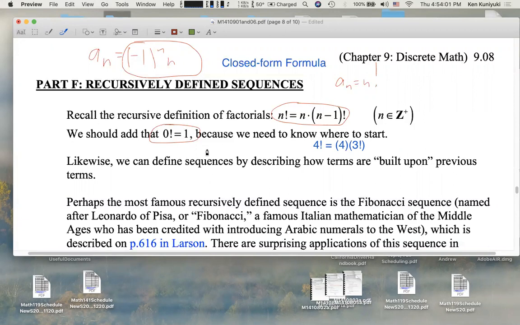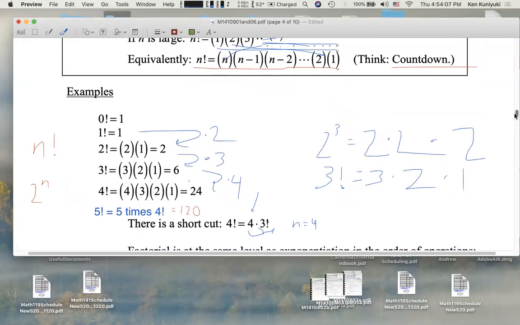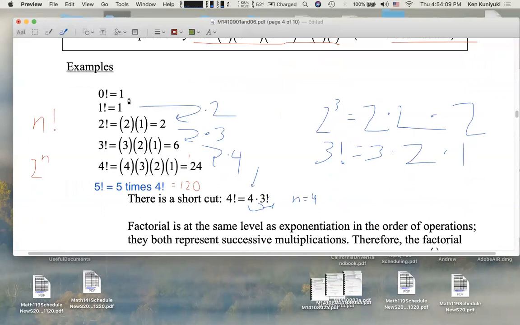Recursive definition. You can go from 0 factorial to 1 factorial, to 2 factorial, to 3 factorial, to 4 factorial. From 1 factorial to 2 factorial, you multiply by 2, and then you multiply by 3 to get 3 factorial, then you multiply by 4 to get 4 factorial, multiply by 5 to get 5 factorial, and so forth. So you're building up the sequence instead of just plugging in a number.